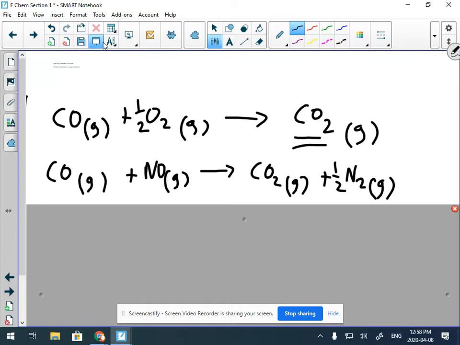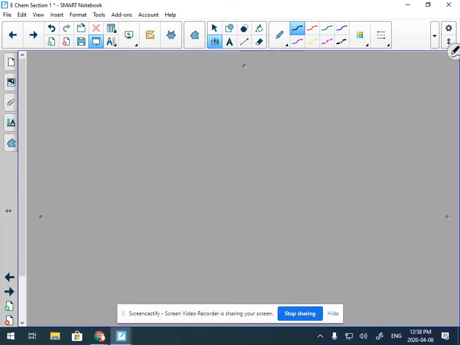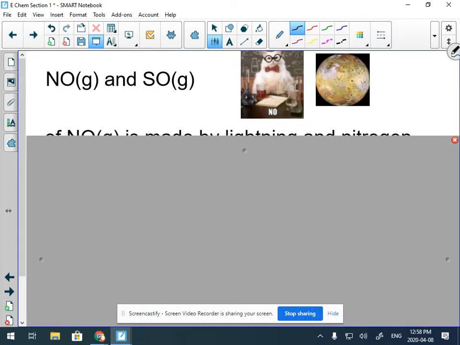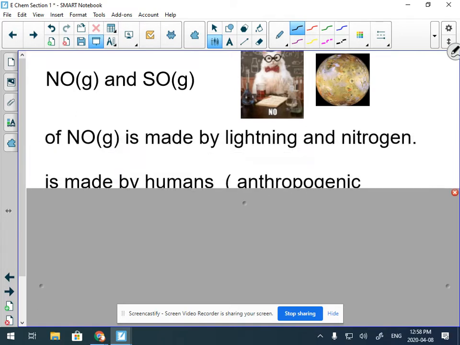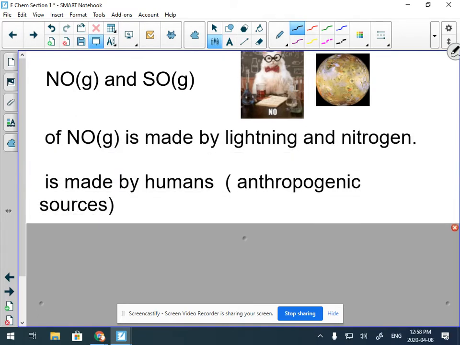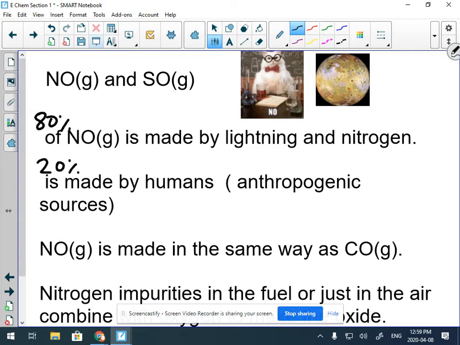Okay, we're going to move on to the other pollutants, nitrogen oxides and sulfur oxides. Oxides of nitrogen are mostly made by nature. 80% of nitrogen oxide pollutants come from nature. Humans make the rest. The 20% comes from us. So where does nitrogen come from? Well, nitrogen comes from the atmosphere and burning the atmosphere and making it really hot, or impurities in fuel.